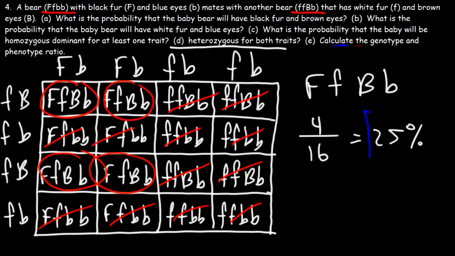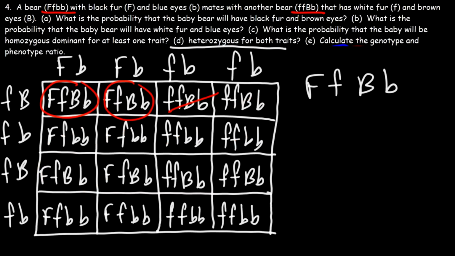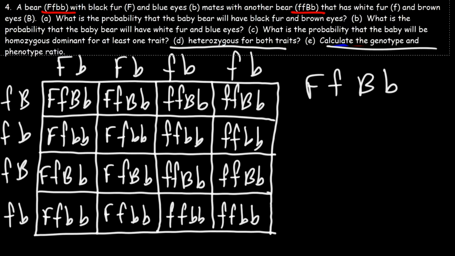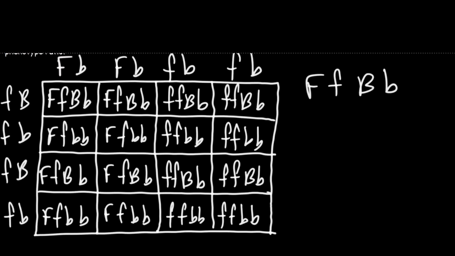25% is the number of the day. We're getting this answer a lot. So that's the probability that the baby bear will be heterozygous for both traits. Now let's move on to part E. So we need to calculate the genotype and the phenotype ratio. So what I need to do is make some space. So let's start with the genotype ratio.